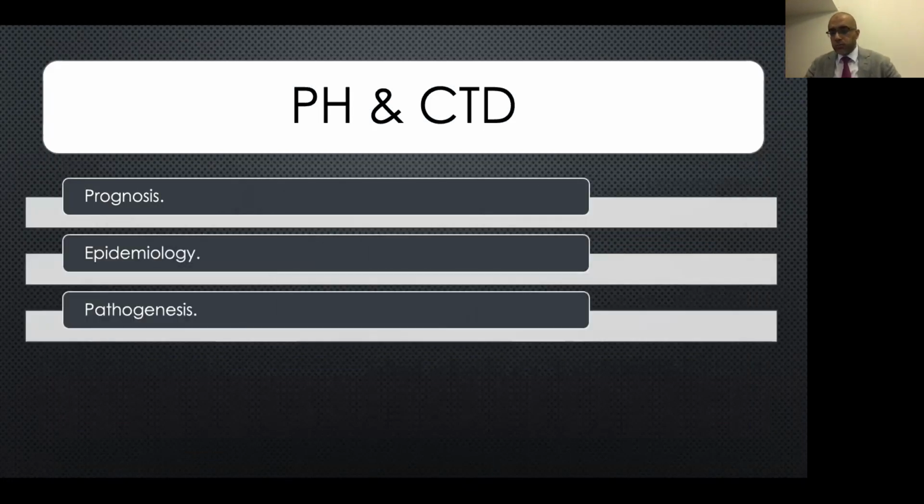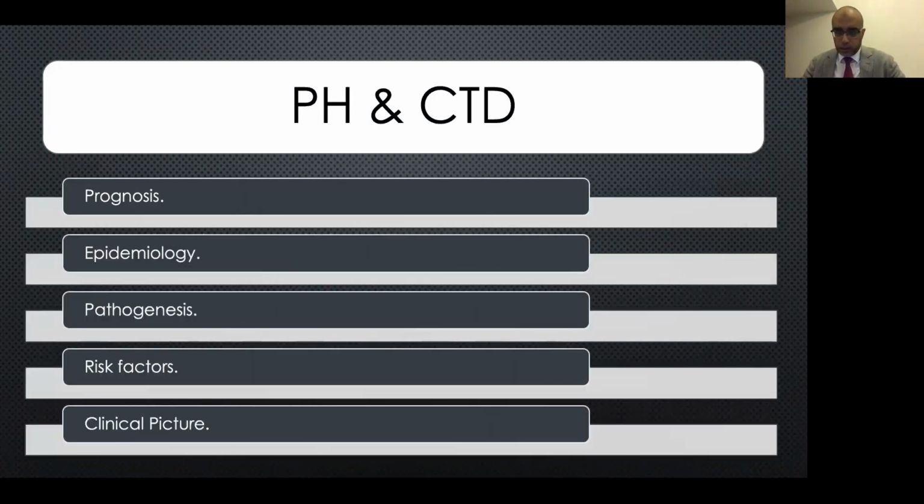Coming to the second objective, which is pulmonary hypertension in our patients with connective tissue disease, we will speak about some points regarding this group of diseases. Actually, it was very difficult to speak about all of these diseases in one presentation, but I tried to collect the most valuable points about all connective tissue diseases, including the different pathogenesis available. We will present some points about prognosis, epidemiology, pathogenesis, risk factors, and clinical picture.